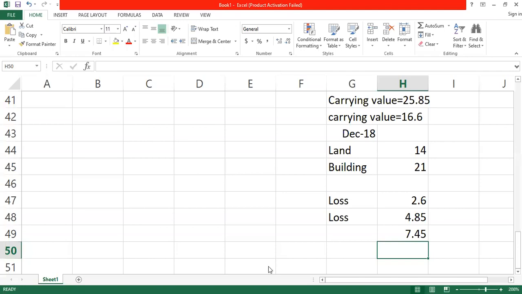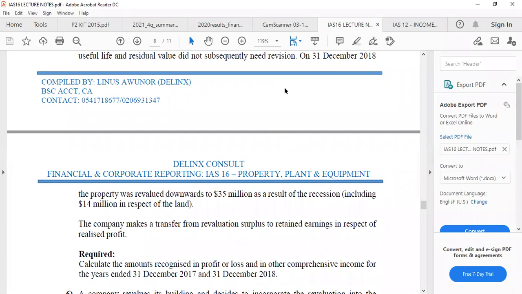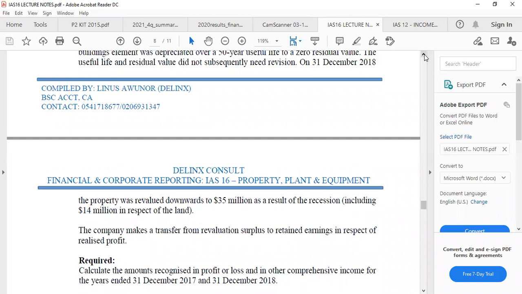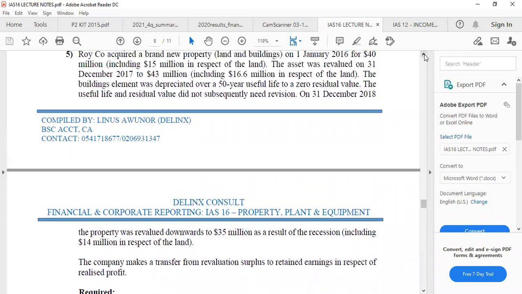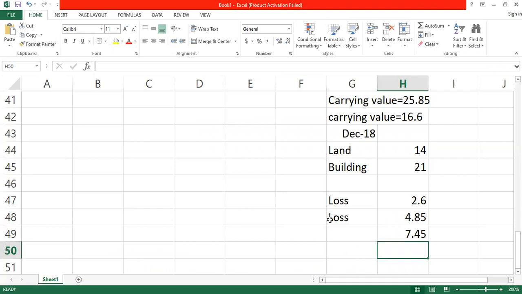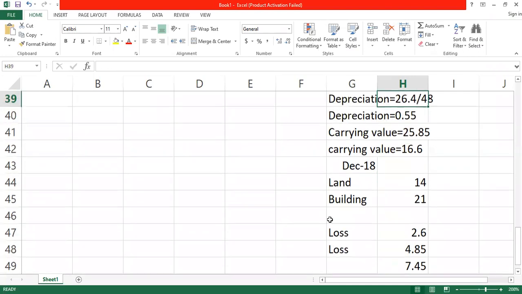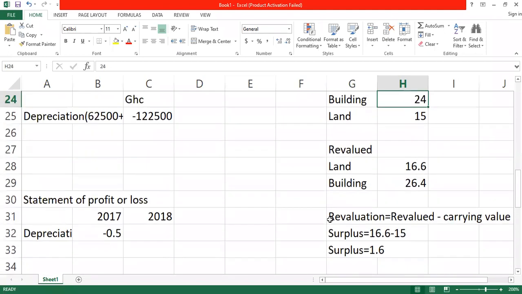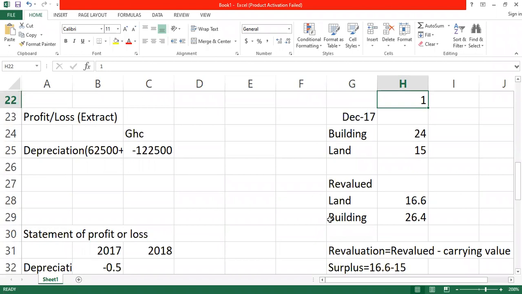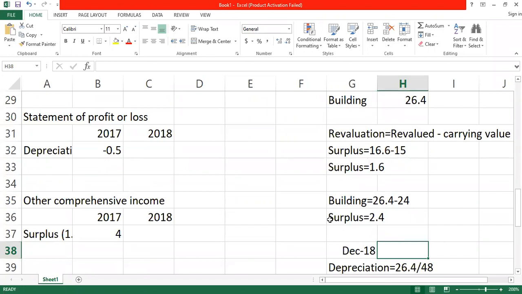Let's come to the next part of the question. The company makes a transfer from revaluation surplus to retained earnings in respect of realized profits. We have two assets, land and building. Which of these assets' revaluation surplus are we going to make the transfer from? The building. We make the transfer from only the assets that are depreciable. What is the revaluation surplus in respect of the building? 2.4.